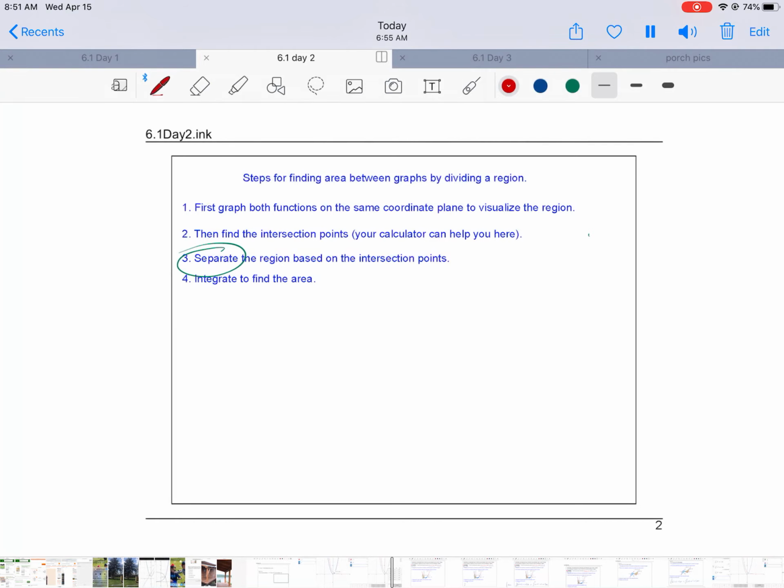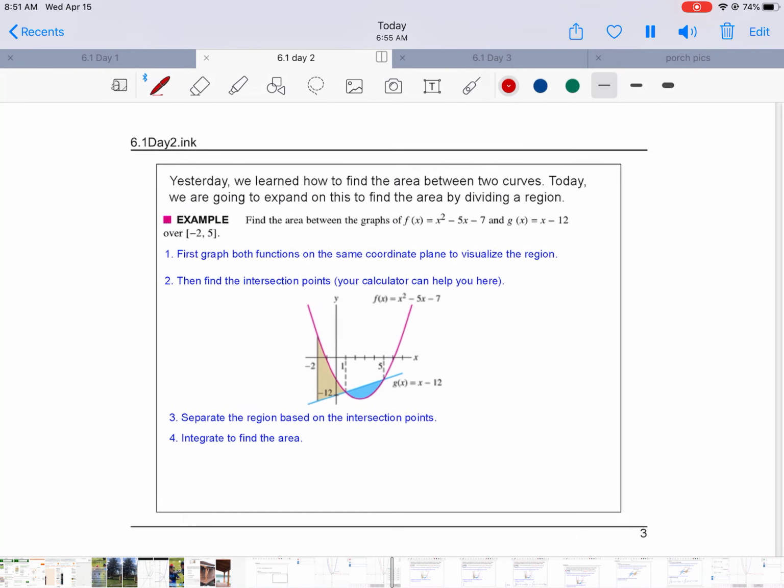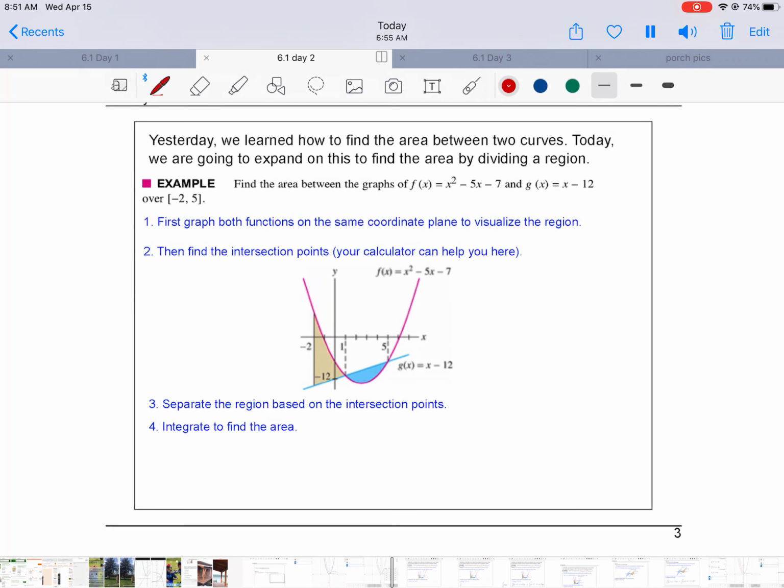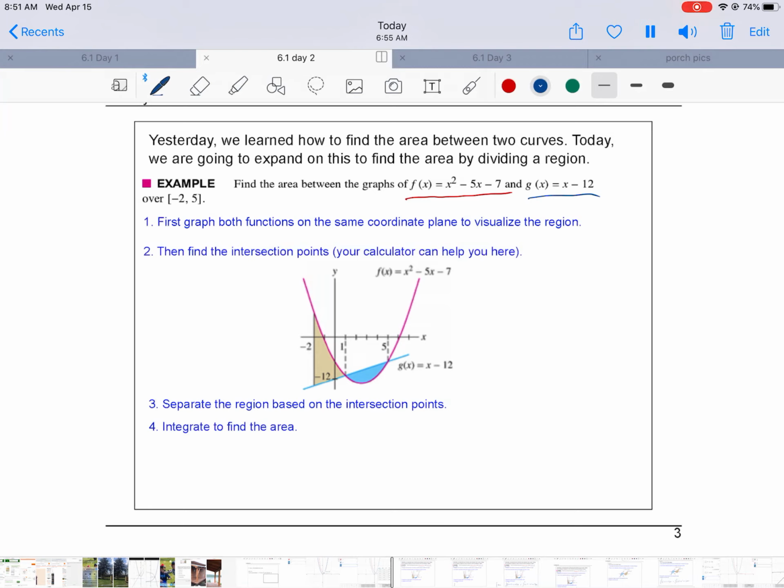Again, the key is separate those regions. Now, if the graph's given, it helps us out a lot. We can see that there are 2 clear regions in this example. We have the pink or red parabola here, x squared minus 5x minus 7, and we have a blue line of x minus 12. Both of them are graphed, and we have the interval from -2 until 5.